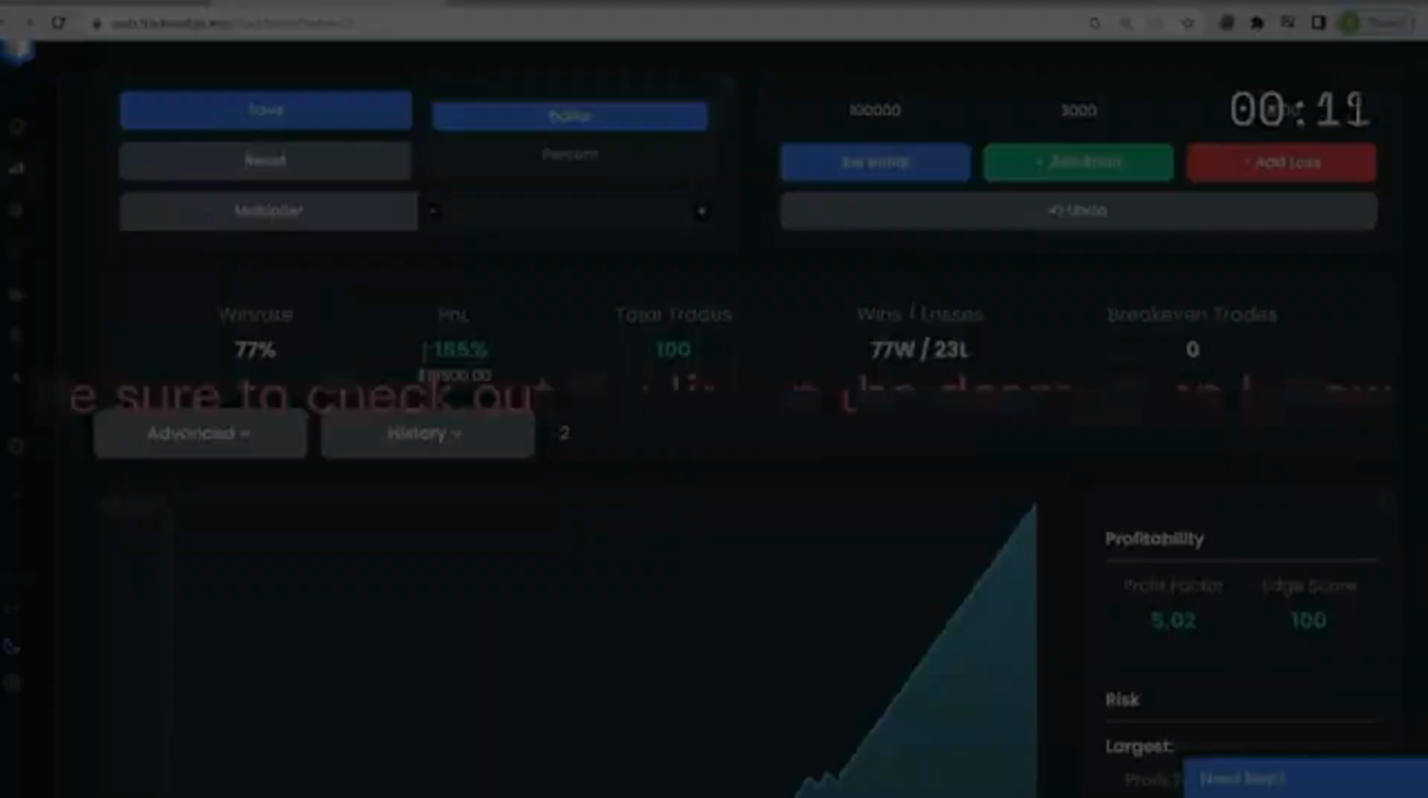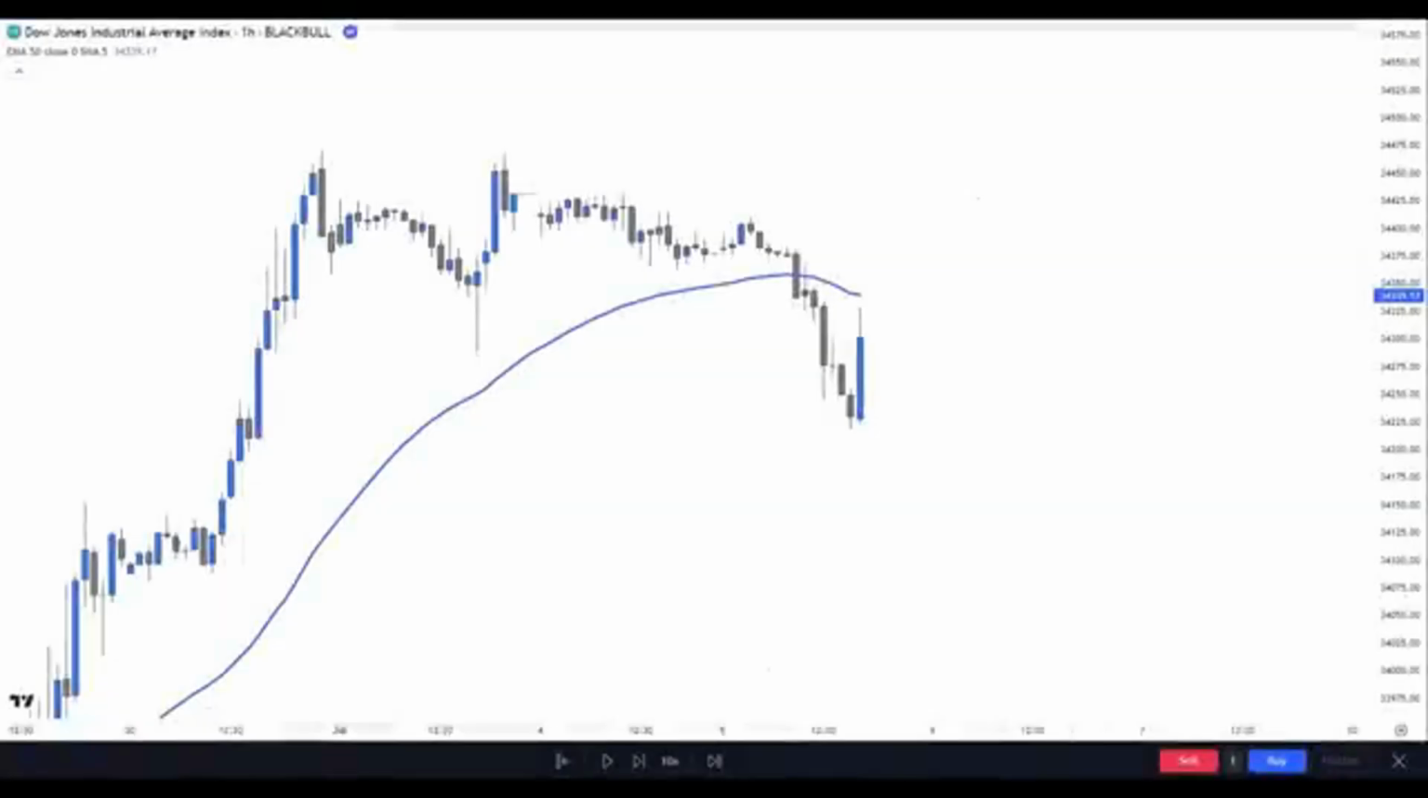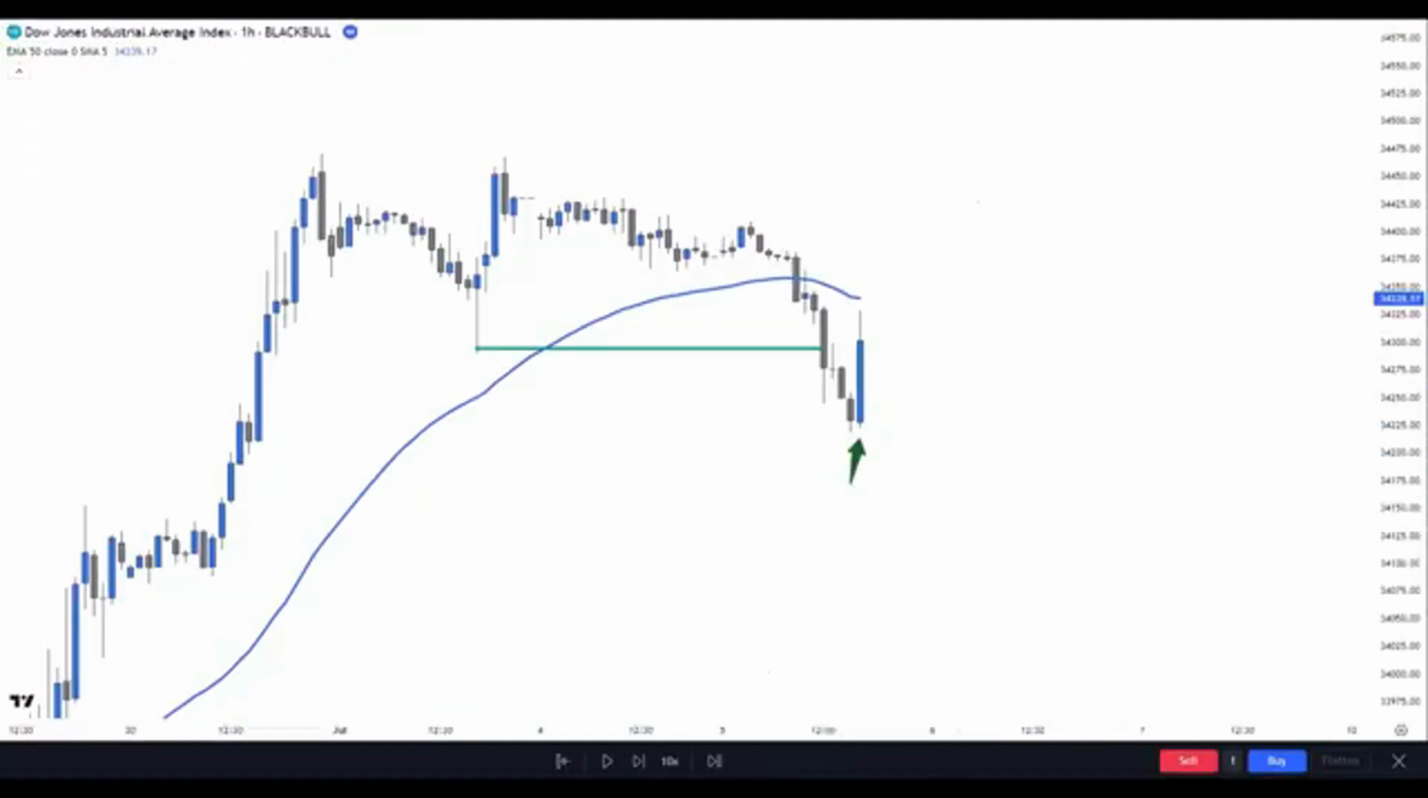Now, as usual, let's open the TradingView chart to show you step by step what is going through our minds when trading opportunities arise. Here, we have the US 30 in the 1 hour time frame. The price has recently broken below the 50 EMA, creating a new low. So, we have a bearish bias.